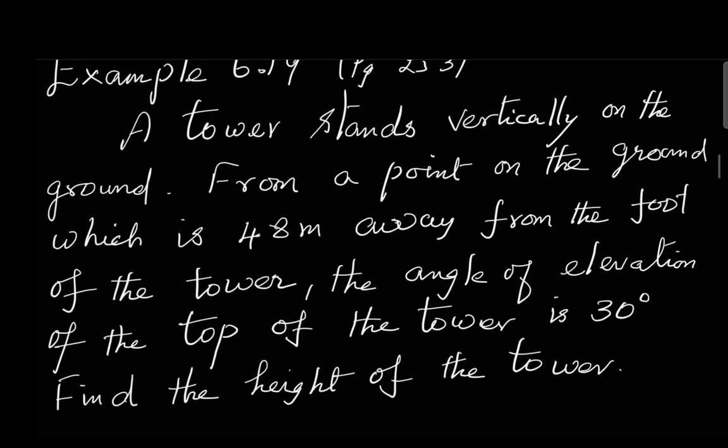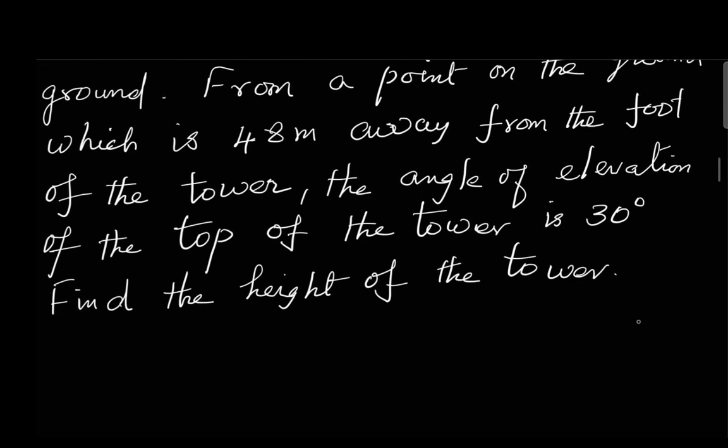A tower stands vertically on the ground. From a point on the ground, which is 48 meter away from the foot of the tower, the angle of elevation of the top of the tower is 30 degree. Find the height of the tower. So the tower stands here. They don't give you the height of the tower. We don't know. So let me mark it as H.